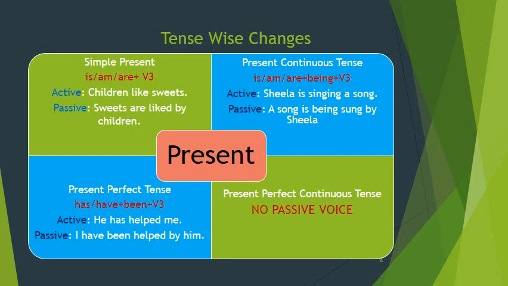Next is present perfect tense. The rule to change into passive voice is has or have plus been plus the third form of the verb. Example, he has helped me. The passive form will be I have been helped by him. Present perfect continuous tense does not change into passive voice.